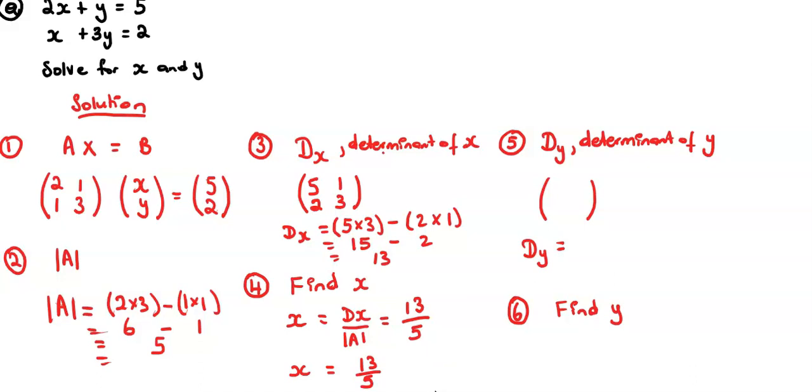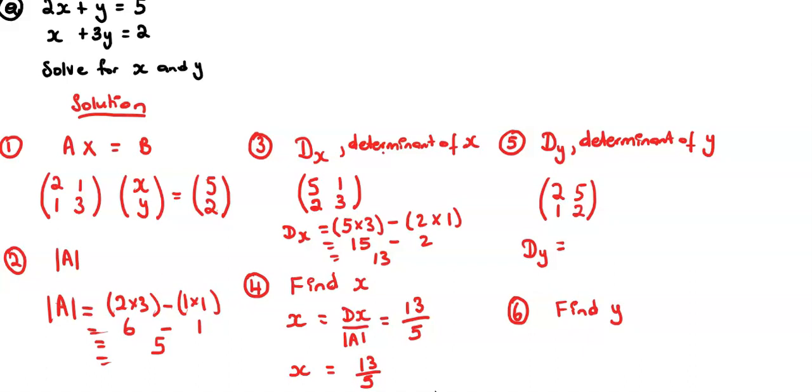Let's take a look at step number 5. In step number 5, guys, we need to find dy, or the determinant of y. How do we do that? Well, we go back to the original matrix A, and we write back the first column, which is 2. And the second column in matrix A, we replace with B. And B is 5, 2.